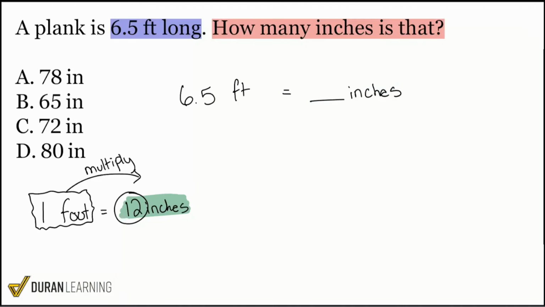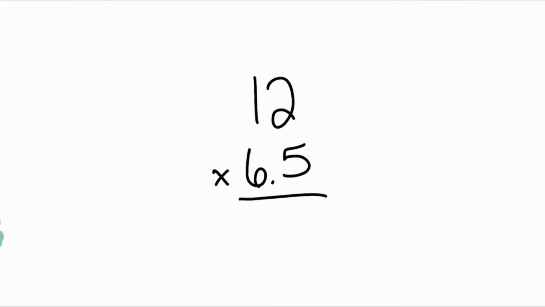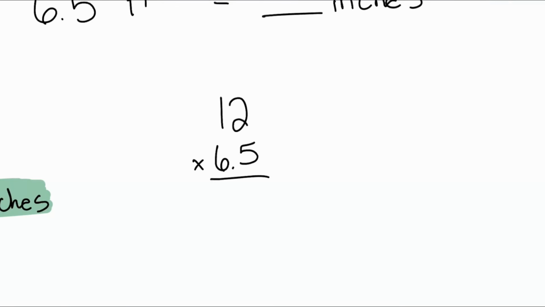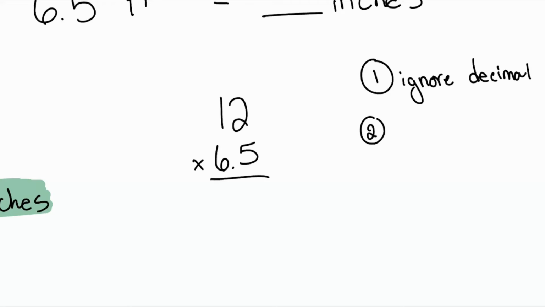We have 12 multiplied by 6.5. And at this point, I know for sure some folks are going to be a little nervous about that decimal. But remember, when you multiply by decimals, just go ahead and ignore the decimal. We're going to bring it back at the end. So let's tackle this and let's move forward with a grin on our face. So here we go. Let's ignore that decimal.